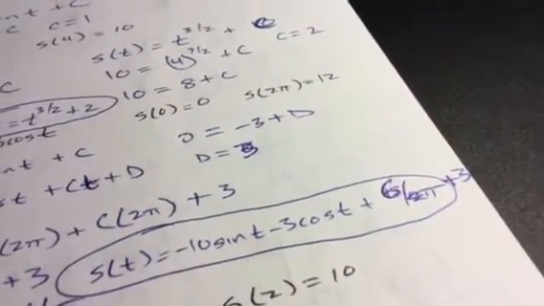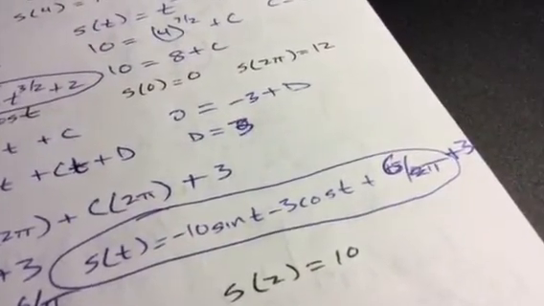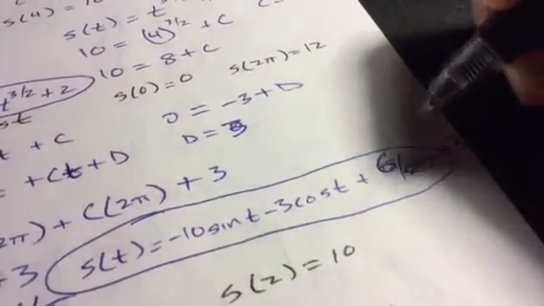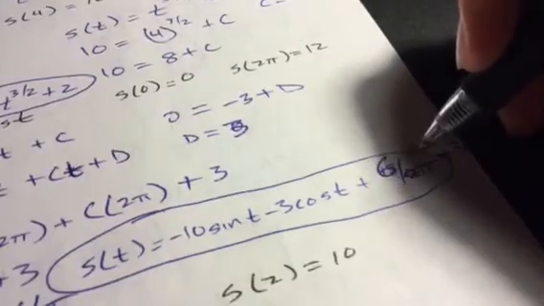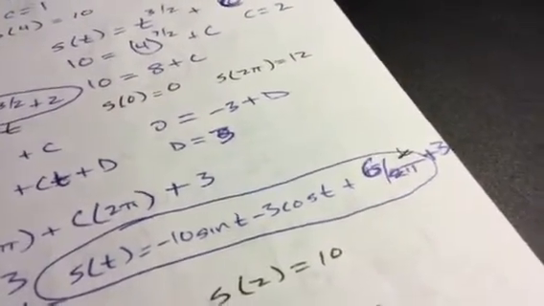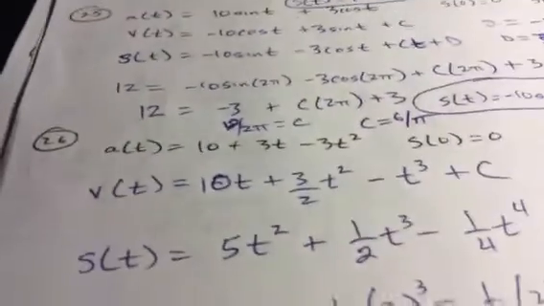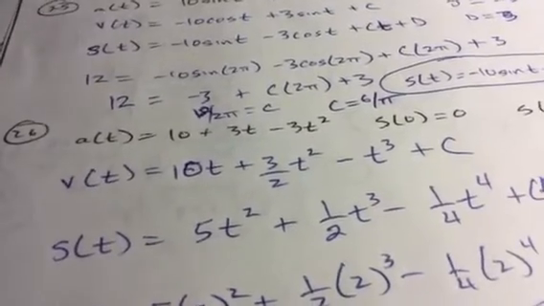Interesting. And then you have that, I'm sorry, there should just be a T. So 6 over pi t plus 3. Lovely. Bunch of mistakes. Anyway, take the antiderivative. 10t plus 3 halves, t squared minus t to the third plus c.